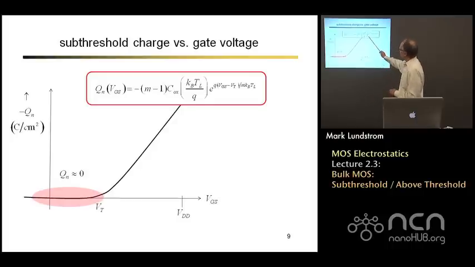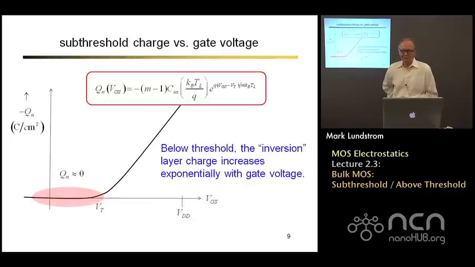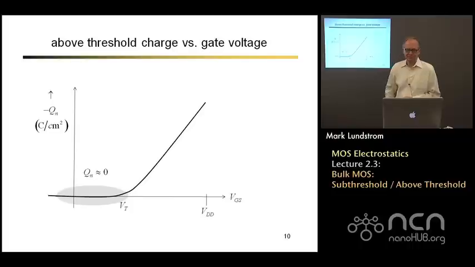The important point is that the subthreshold inversion layer charge increases exponentially with gate voltage above threshold, so Vg minus Vt. So actually we're going to be applying this below threshold, so this is a very small number, and that means we have a small amount of inversion layer charge, or small amount of electron charge. But the important point is that that small amount of charge varies exponentially with gate voltage.